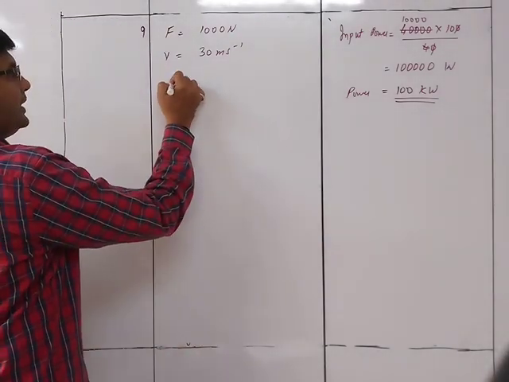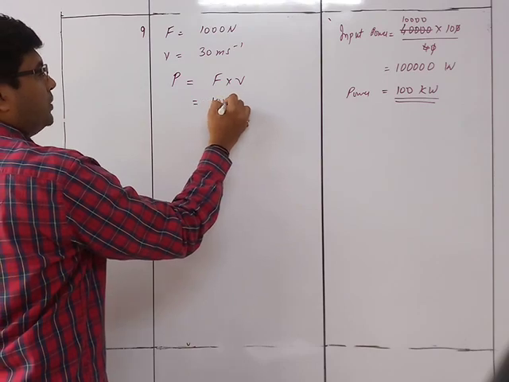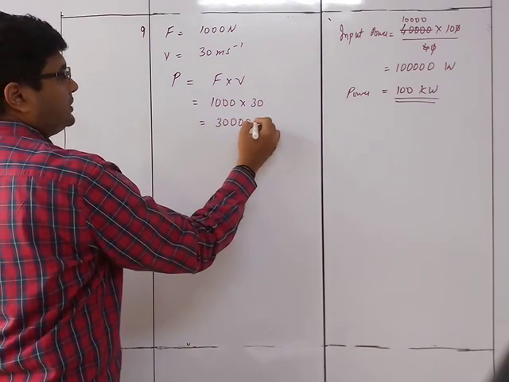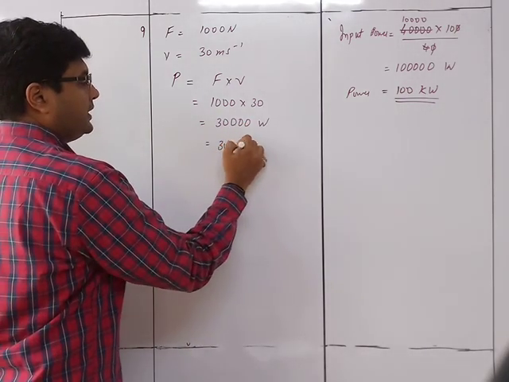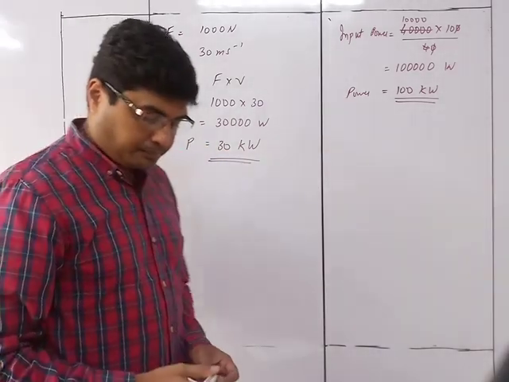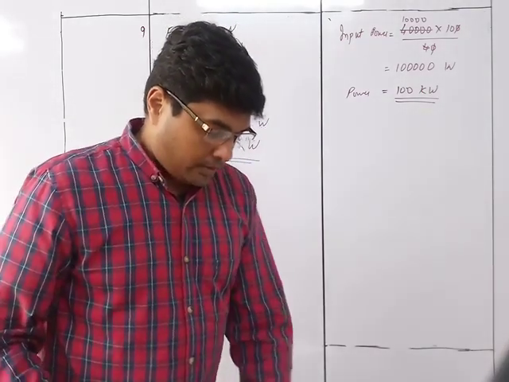So we have the formula, power = F into V. That gives 1000 into 30 = 30,000 watt, which equals 30 kilowatt. That's the power generated by the ox on the cart. Let's see the next one.